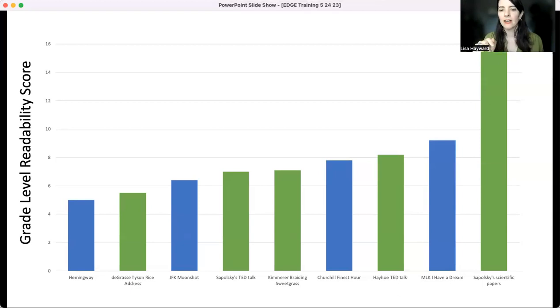Robin Wall Kimmerer wrote Braiding Sweetgrass. If you haven't read it, you should. Probably many of you have. It's profound, moving, informative. I love that book. I just took an excerpt here to get a readability score. And she's about the same as Sapolsky, just about a 7.